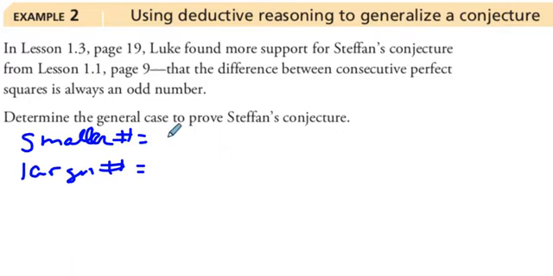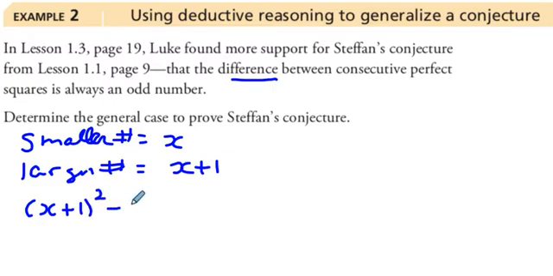So the smaller number, or the smaller square, has a side of x. The larger one would be x plus 1. And we want to subtract the two. So we take the larger one, x plus 1, and we square it. We subtract the smaller one, which is x, and we square it.